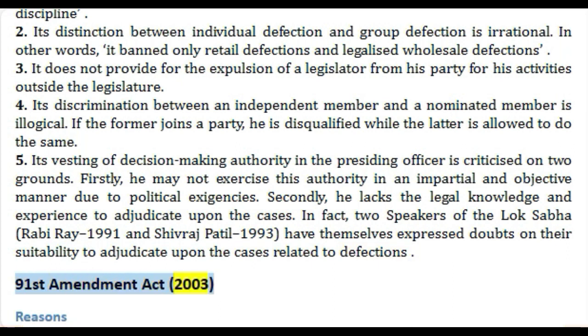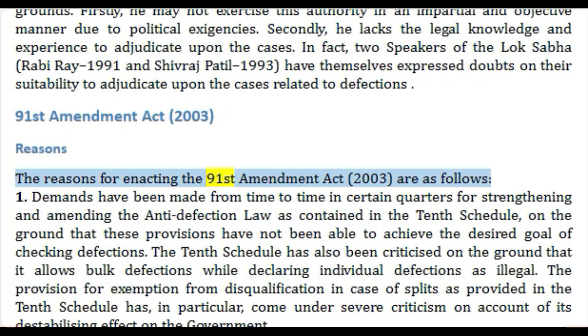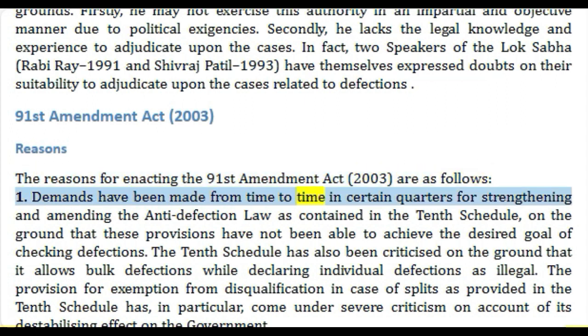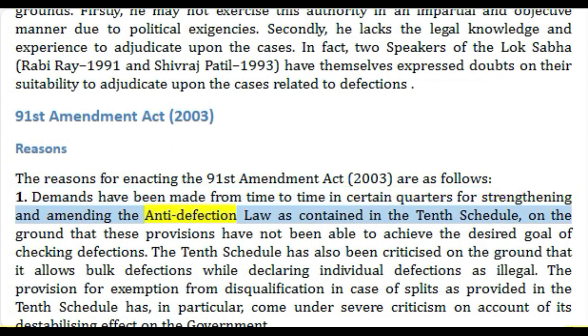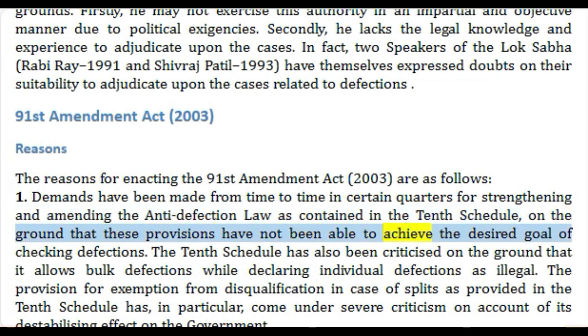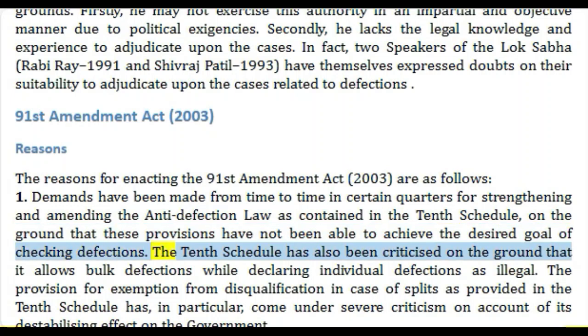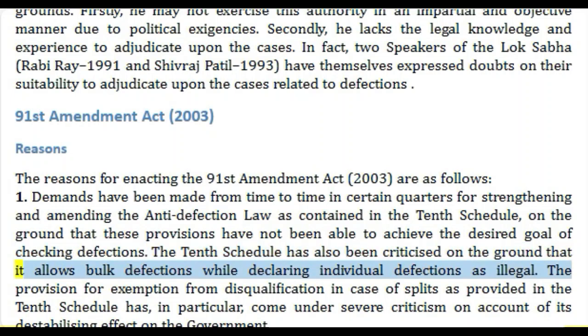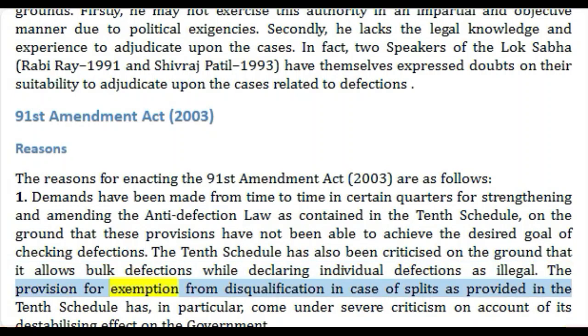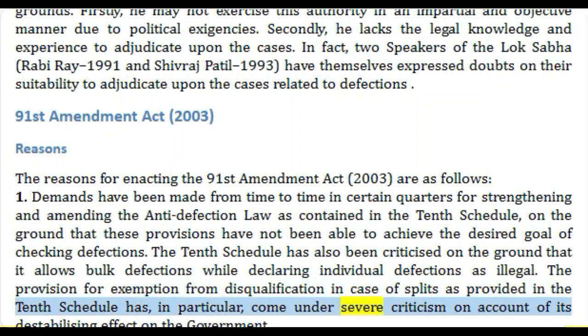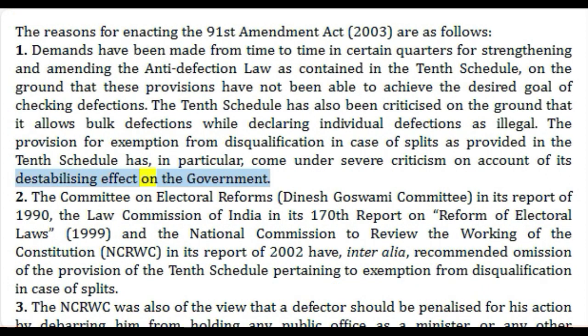91st Amendment Act, 2003. Reasons. The reasons for enacting the 91st Amendment Act, 2003, are as follows. 1. Demands have been made from time to time in certain quarters for strengthening and amending the anti-defection law as contained in the 10th Schedule, on the ground that these provisions have not been able to achieve the desired goal of checking defections. The 10th Schedule has also been criticized on the ground that it allows bulk defections while declaring individual defections as illegal. The provision for exemption from disqualification in case of splits, as provided in the 10th Schedule, has, in particular, come under severe criticism on account of its destabilizing effect on the government.